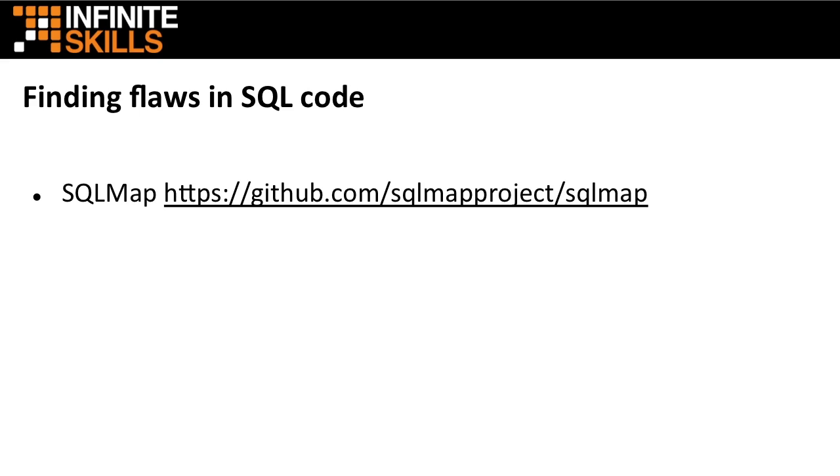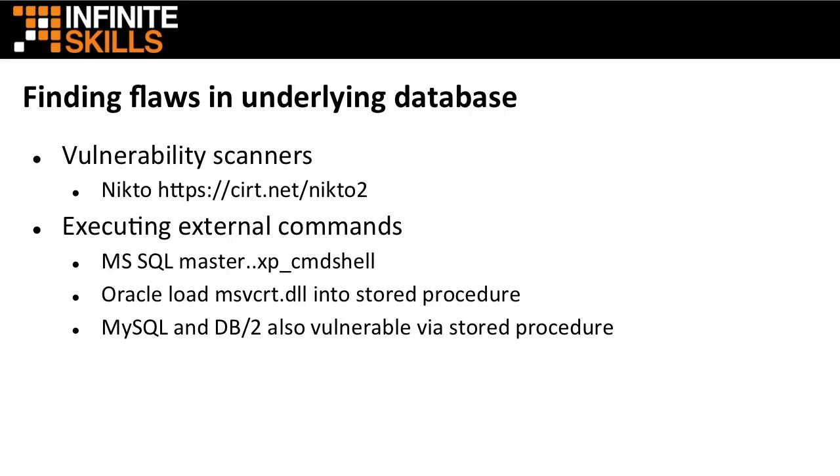Now, finding those flaws, there are some different tools. We talked about this tool in a previous video called SQL Map. And SQL Map is a nice tool that lets you look at a website that is using a database and tell you, hey, here's some potential problems. If you want to find flaws in that underlying database, vulnerability scanners are your friend. We've already talked about Nikto.